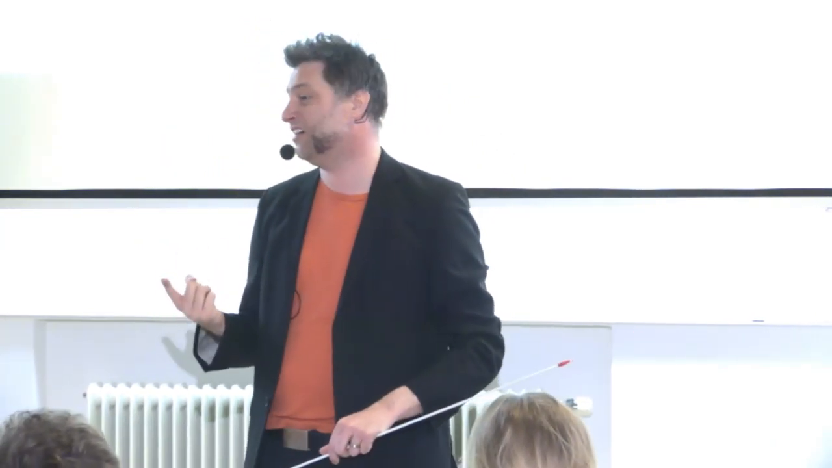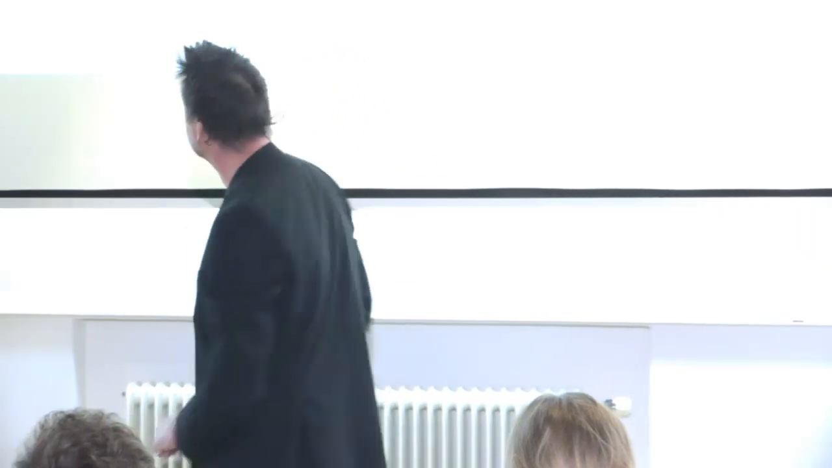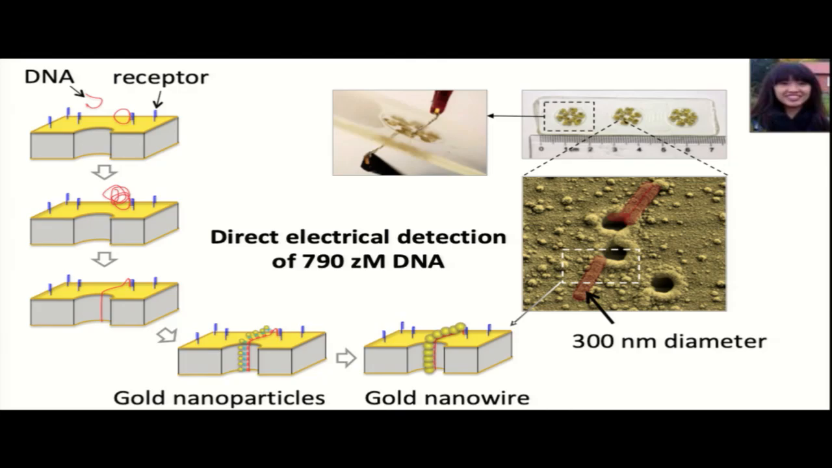The second problem is DNA is not conductive, or very badly conductive. So even if I can capture my DNA, probably I can't measure it because there's no current going through it. So we need to solve these two problems. Capturing the DNA is the first we solve, and we do that by putting specific receptors. This is the blue guys you see here on the top left picture.